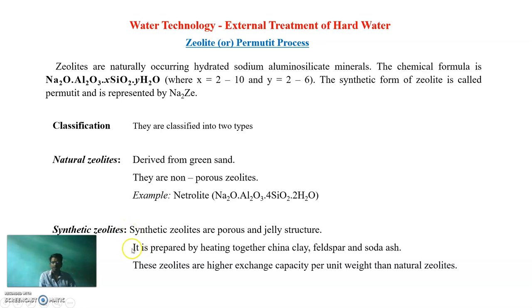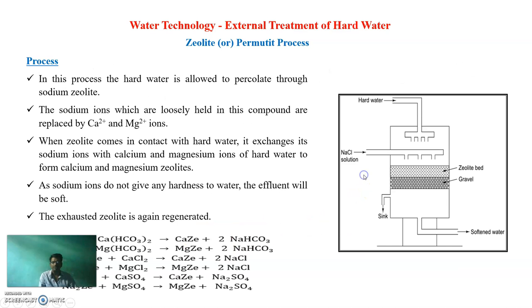Already we know that. Now this can be prepared by heating china clay with feldspar and soda ash. These permutits have ion exchange property when compared with the natural zeolites, because these synthetic zeolites are porous in nature and jelly in structure. This is the permutit process.